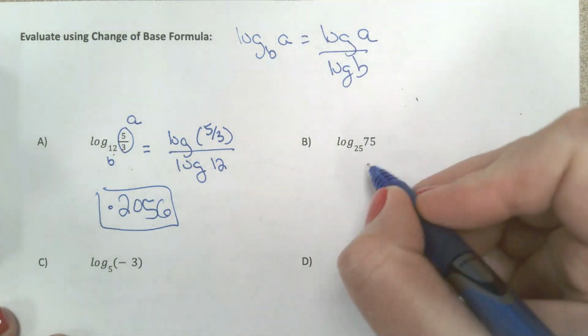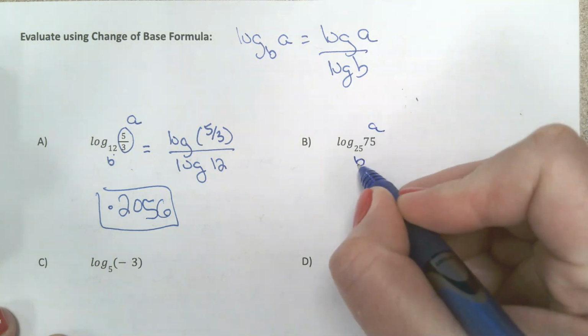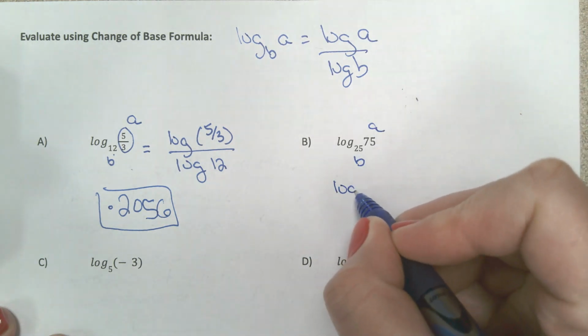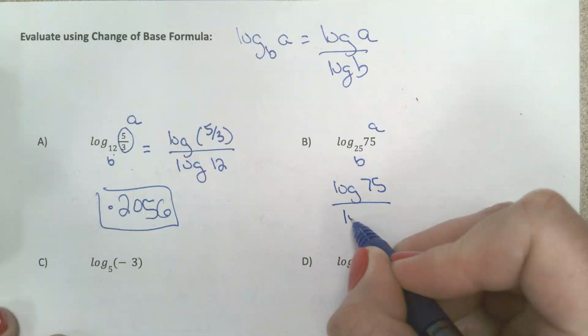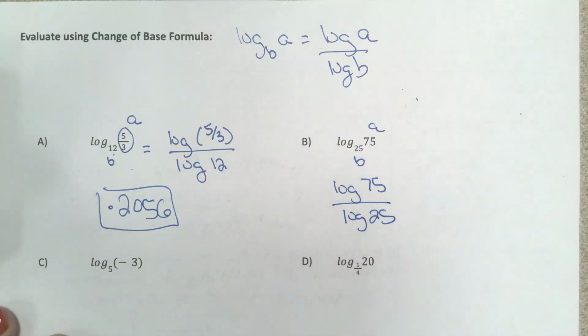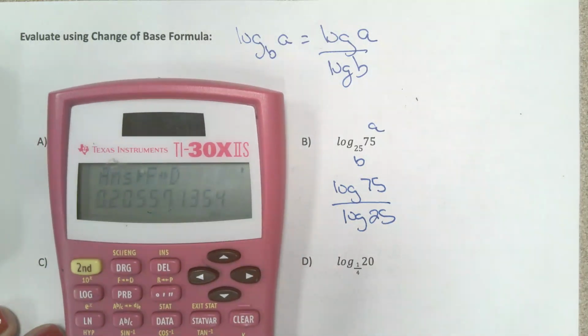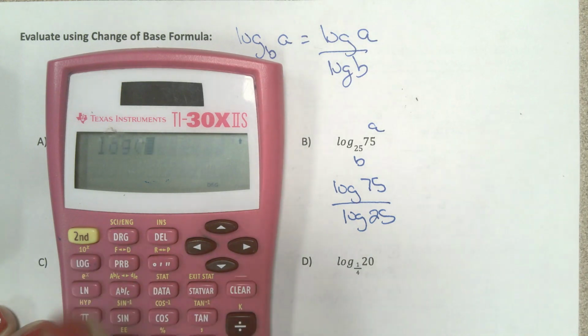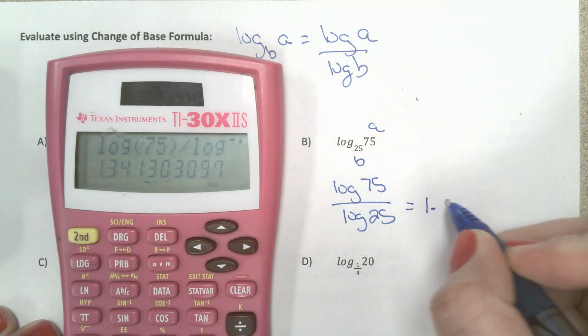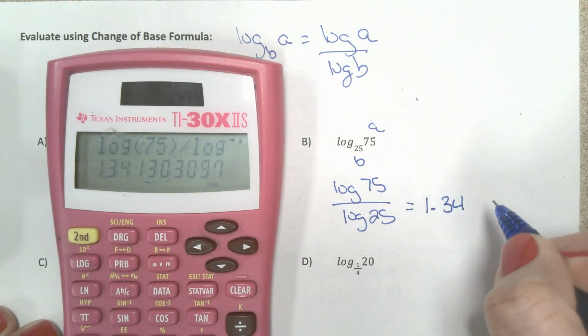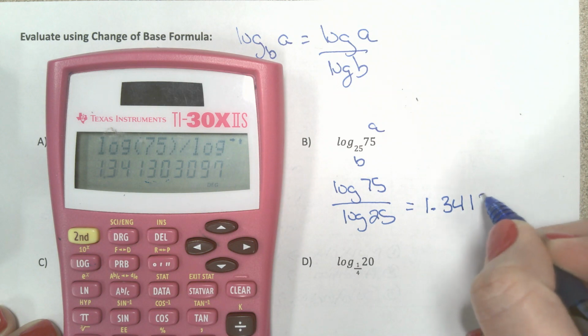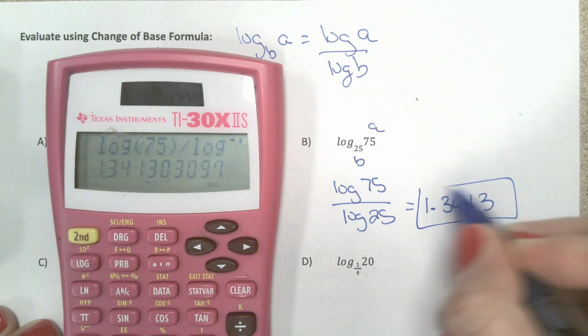The next one, so there's my A, there's my B. So I have log 75 divided by log 25. Log 75 divided by log 25, 1.3413.